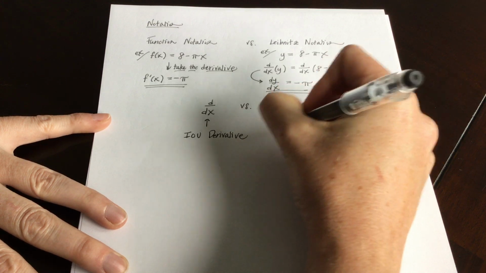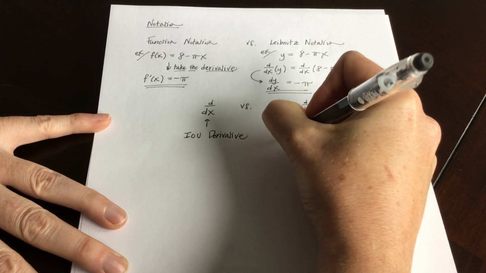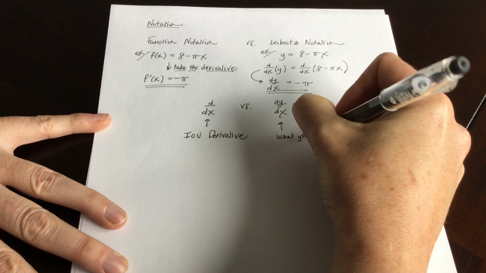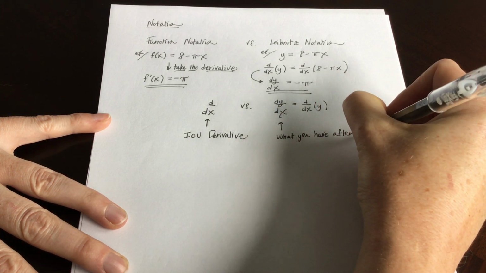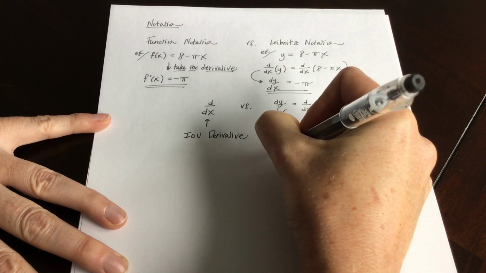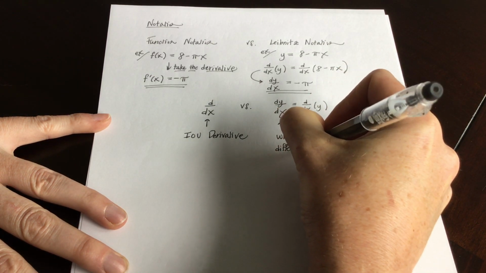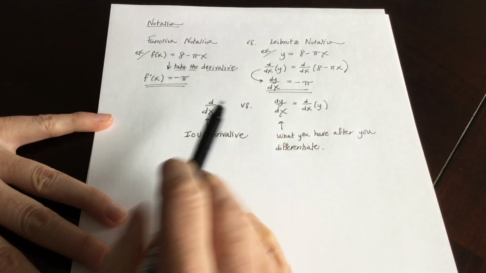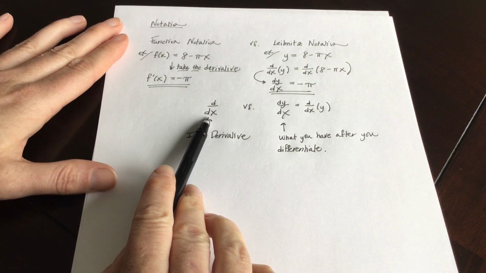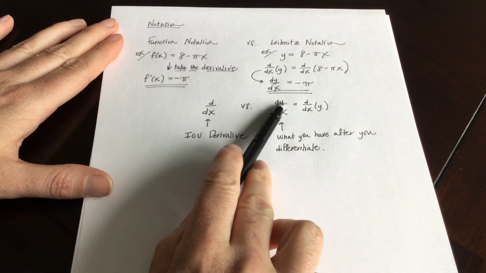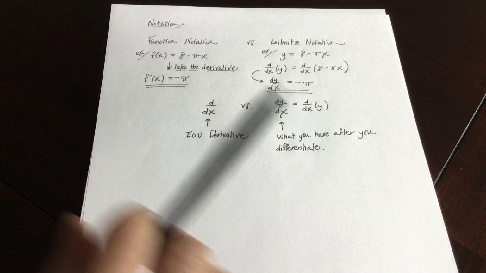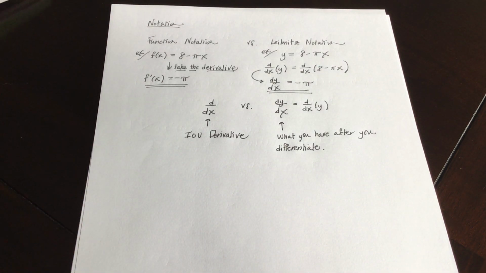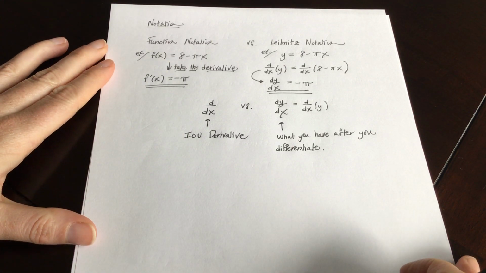So if you see dy dx, that's what you have after you differentiate. Subtle, but important. So d dx means I'm going to take the derivative. dy dx is what you got after you did it. Okay. All right, my friends. And if it doesn't make total sense now, just keep working on it. It will come along. Okay?